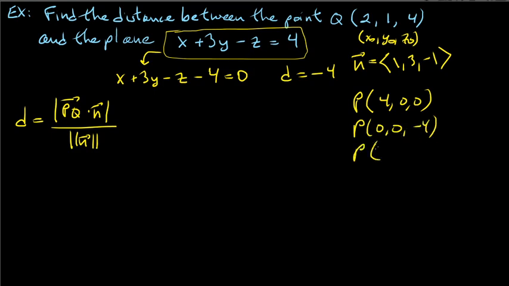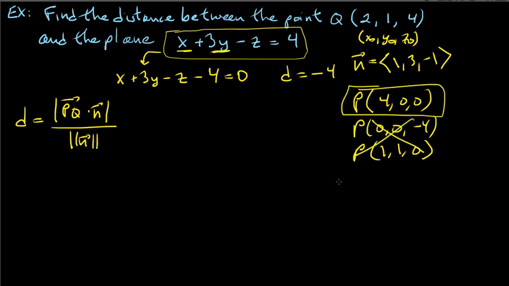Or any combination. You can think, wait a minute, 1 plus 3 is 4. So that makes x 1 and y 1 and z 0. So you could pick 1, 1, 0. Again, any one of these points will do it. It does not matter. I'll pick the simplest one, 4, 0, 0. So that'll be my P here.